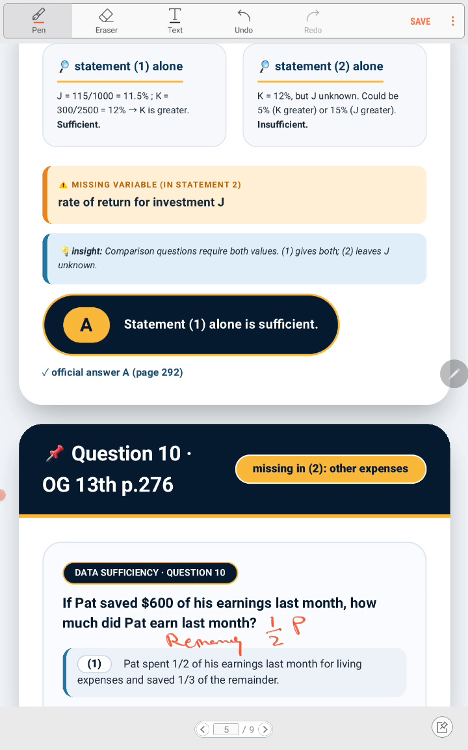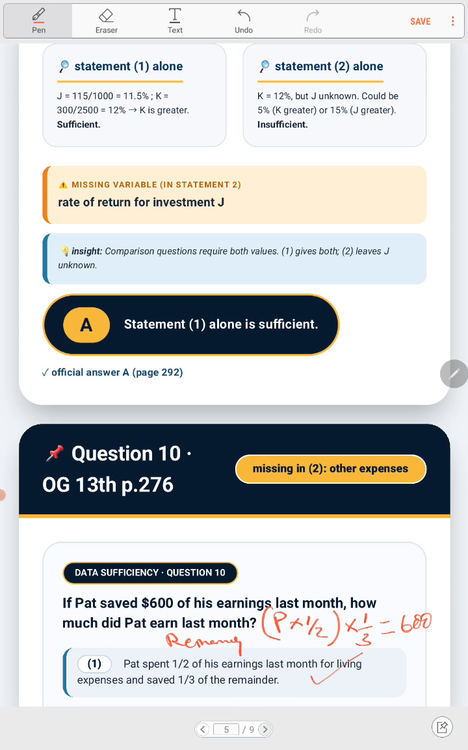Let me put this in a better way. Let's start with P. P times half is remaining. This is the amount that is remaining. Then he saved 1/3 of it. That is times 1/3, and this amount is equivalent to 600. Remember, in data sufficiency, we don't need to get the actual answer. P times half times 1/3 equals 600. We can surely solve for P. So statement 1 is sufficient.